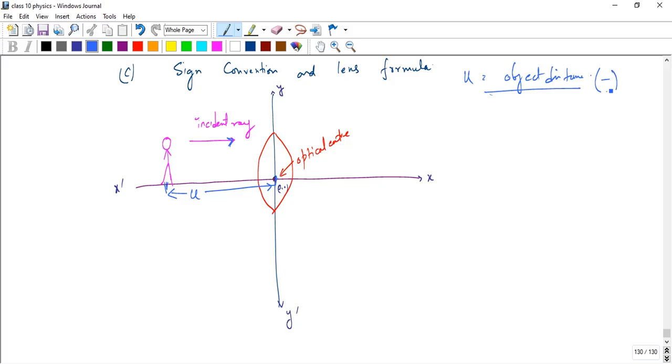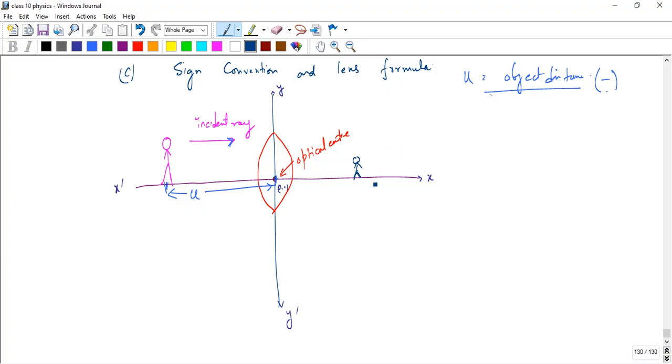So that's why we choose u as negative. That's a conventional way. Always we choose the object on the left side. That's a basic convention, and you can follow this convention. Now see very carefully, the incident ray strikes there, and suppose I get an image here.